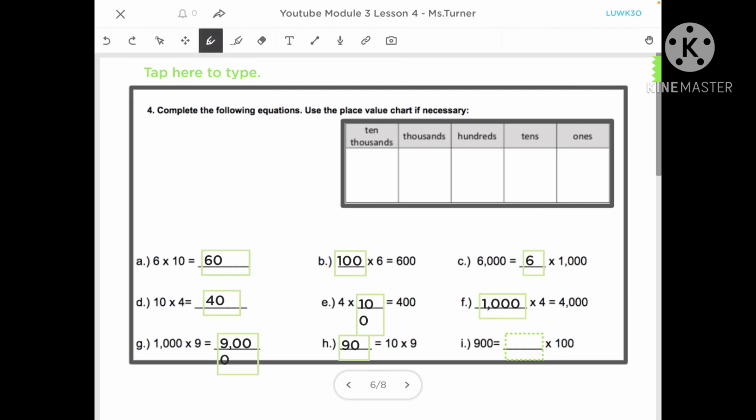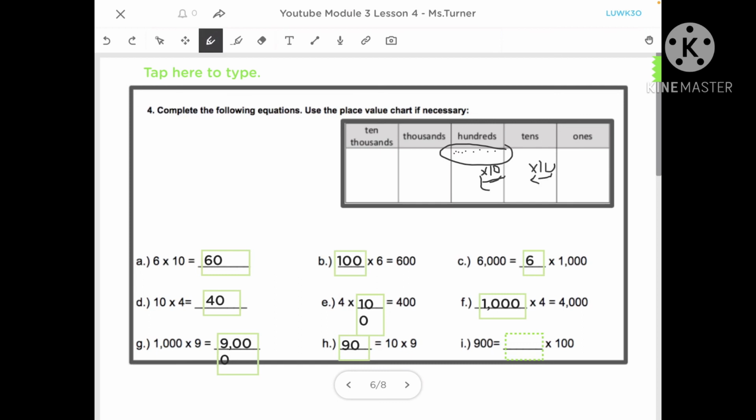And then my last problem on this page is 900 equals blank times 100. So I know I'm ending in the hundreds place, and I have 9 of them. 3, 4, 5, 6, 7, 8, 9. I'm ending here. And I multiplied by 100 in order to get here. So how many place values should I go back in order to figure out where I'm starting? If I'm multiplying by 100, how many place values should I go back to figure out where my problem is initially starting?